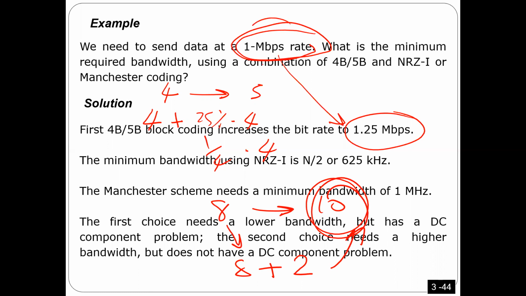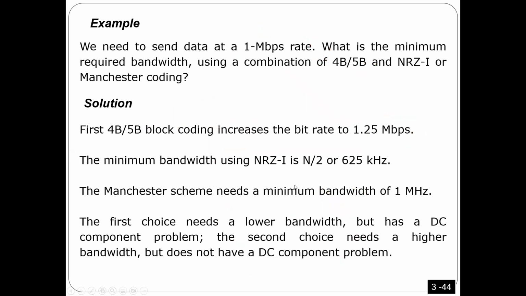So now if it's 1 mega, it's going to be 1 mega plus 25% of the 1 mega, because every 4 gives you 1 extra. If you want to know how many extra bits I'm going to transmit, what is the relation between them? 1 over 2. Anyway, so here I'm going to transmit in this case. This is my bit rate. This is a new N.